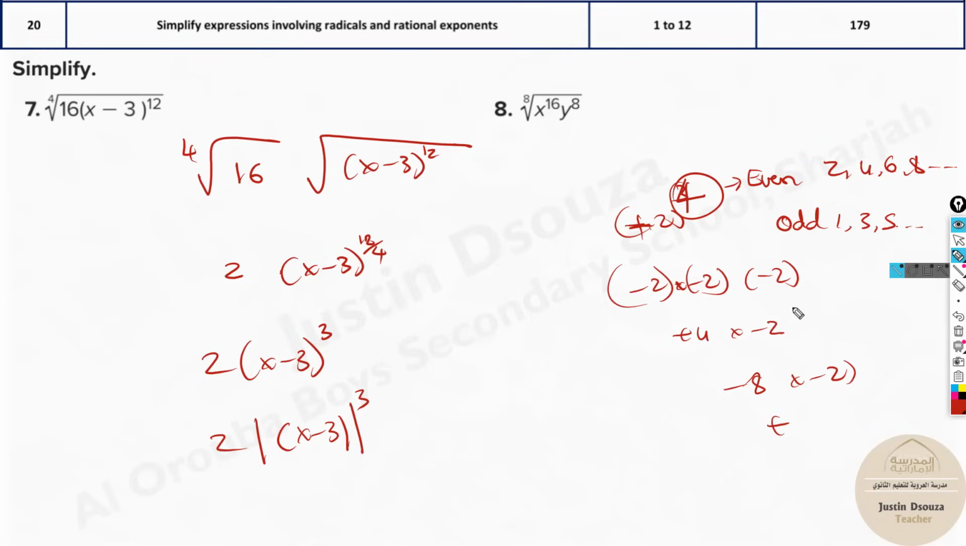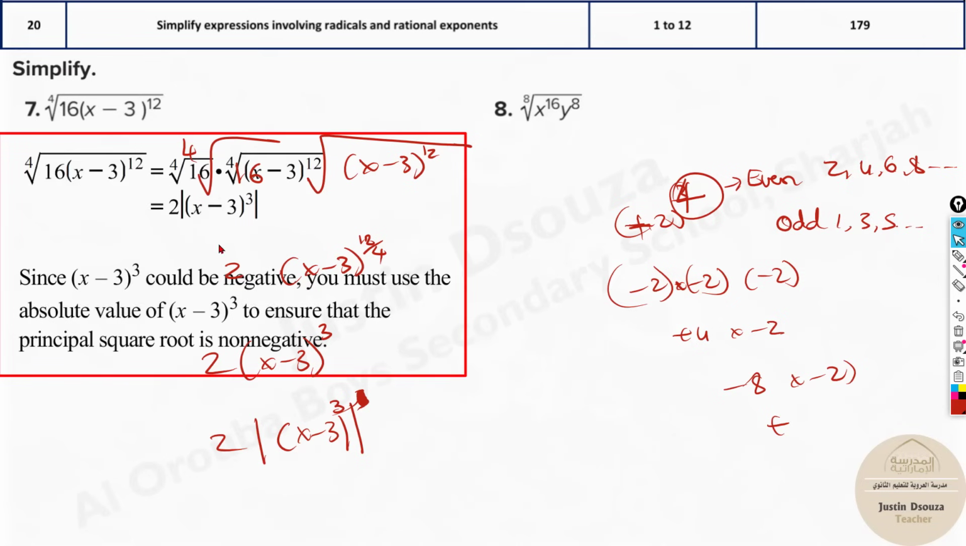You can write modulus outside, in the sense that whatever the value is, whatever this answer, we just take the positive value of it. So that's how we can write it. Now here, because this one term could be negative, right? You must have the absolute value. That means it'll be a non-negative answer.